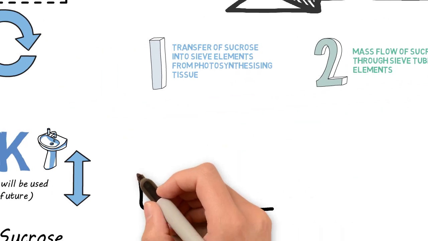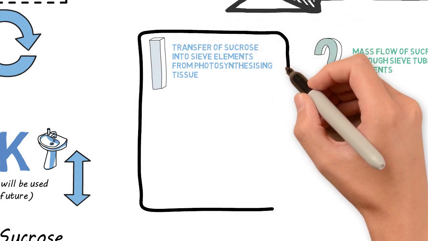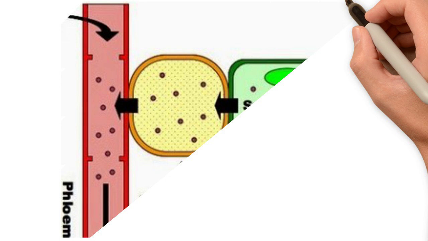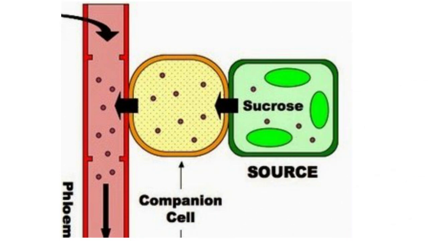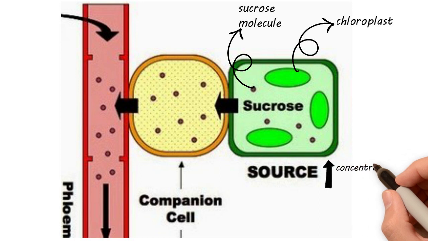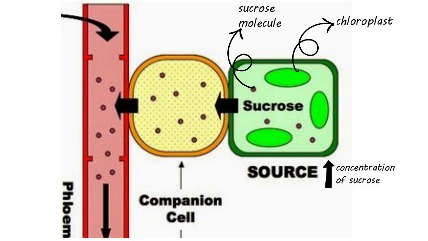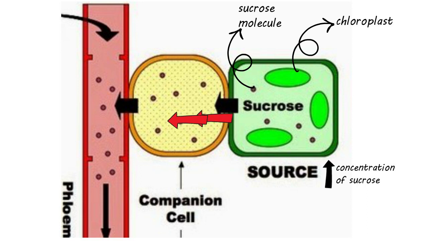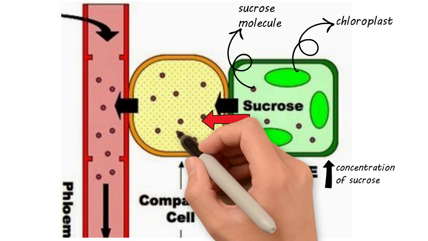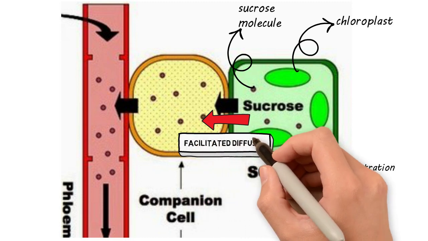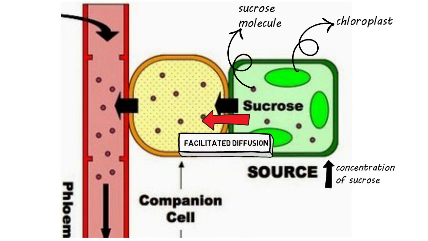So back to these key stages then. So as we know, sucrose is manufactured in cells with chloroplasts during photosynthesis. Now, because this cell is making lots of sugar during photosynthesis, there is a high concentration of sugar found in the source. Sucrose can now move from a high concentration at the source to a low concentration by facilitated diffusion into the companion cells. So sucrose is just moving down a concentration gradient.